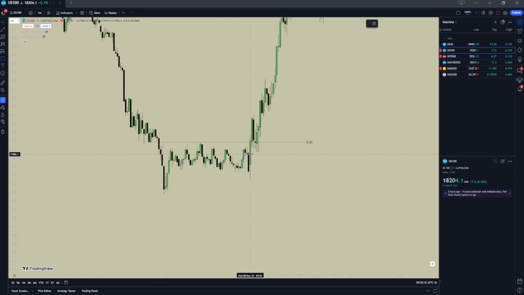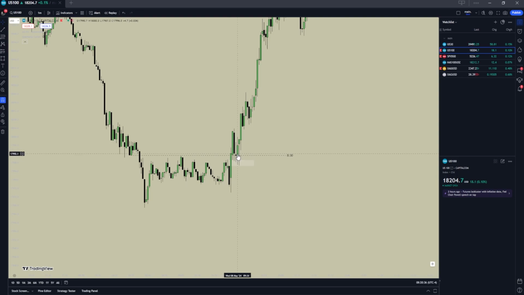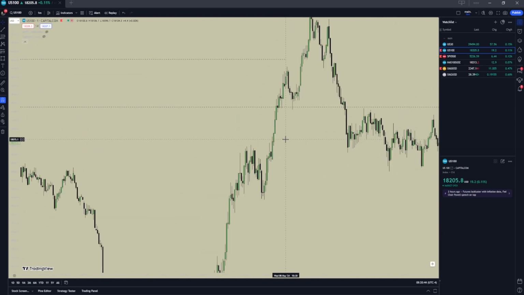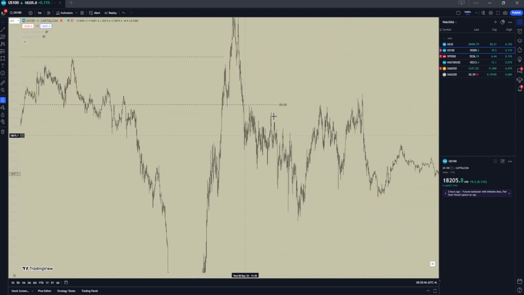What did we leave behind? We leave behind this fair value gap right there. Price respects this gap, and what does it do afterwards? Starts moving higher, giving us our trade. Now, as we can see right here, what did I talk about?